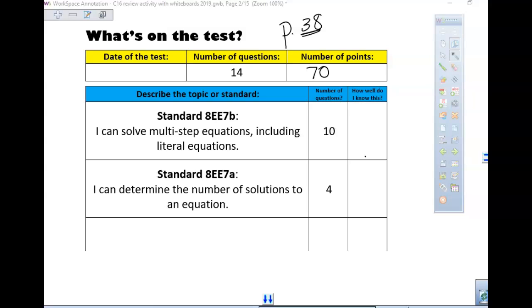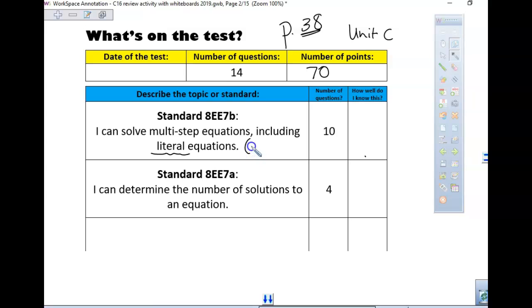Get ears ready for the test Friday, Unit C. This is where you're filling in your notes, page 38. 14 questions, 70 points. I can solve multi-step equations, including literal equations.